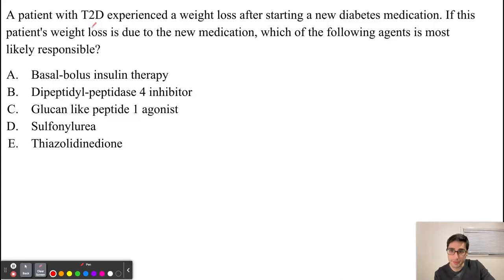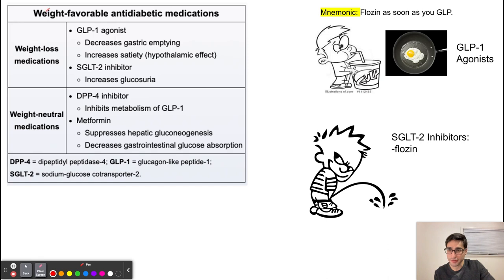A patient with type 2 diabetes experienced a weight loss after starting a new diabetes medication. If this patient's weight loss is due to the new medication, which of the following agents is most likely responsible? So, in order to answer this question, we have to know the weight favorable anti-diabetic medications.